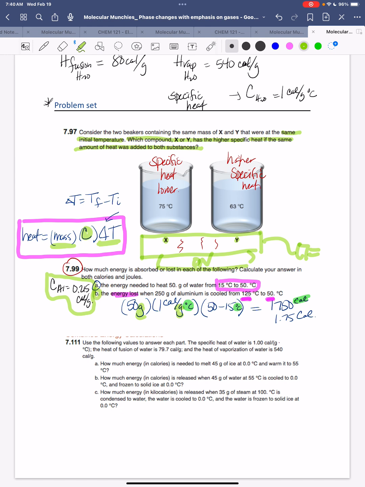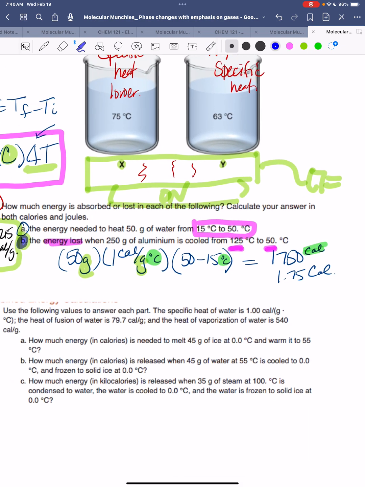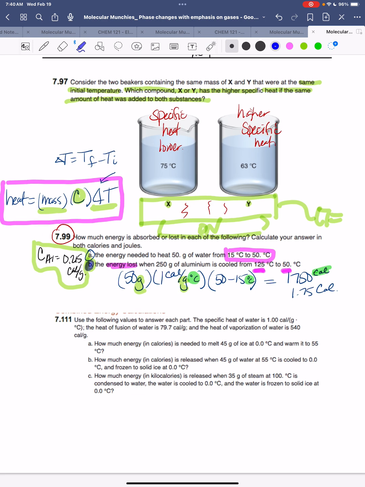So I'm going to ask you guys to do B, and I will put those answers up as I upload this content to Canvas. I want to show you another example of how this might show up.